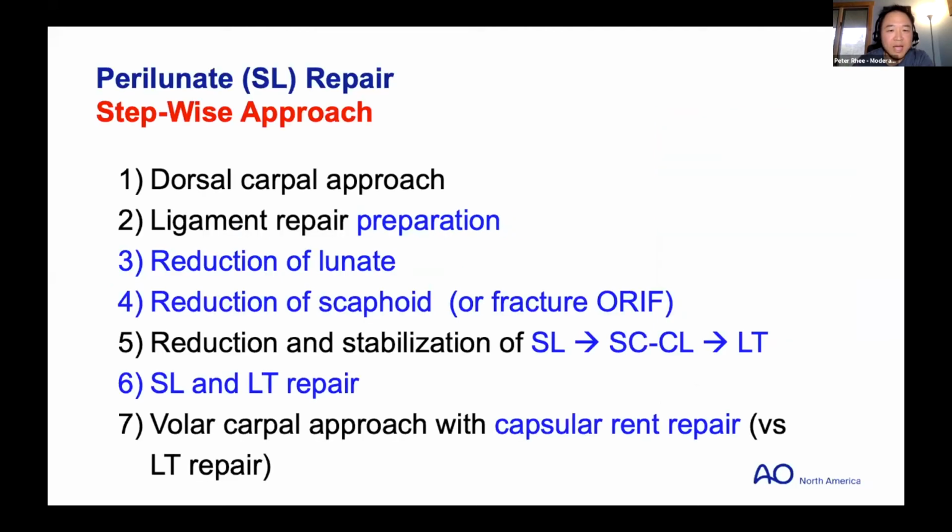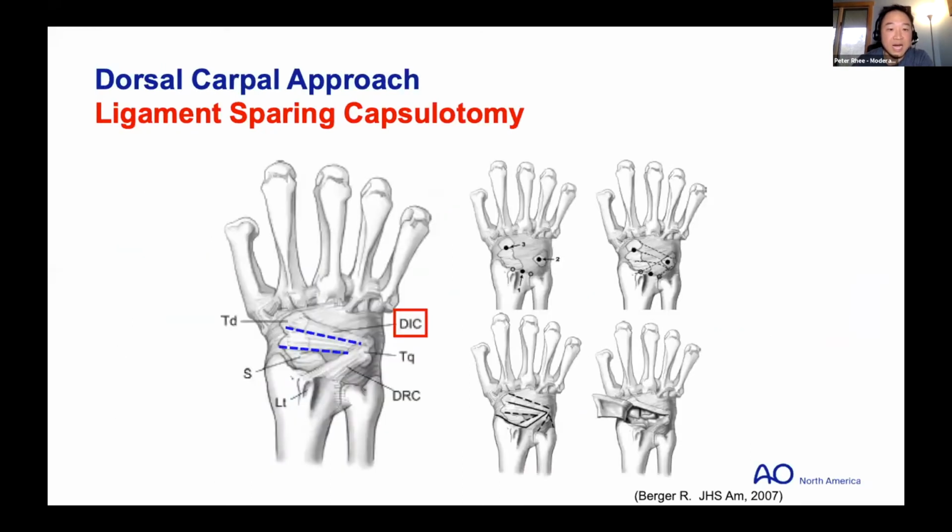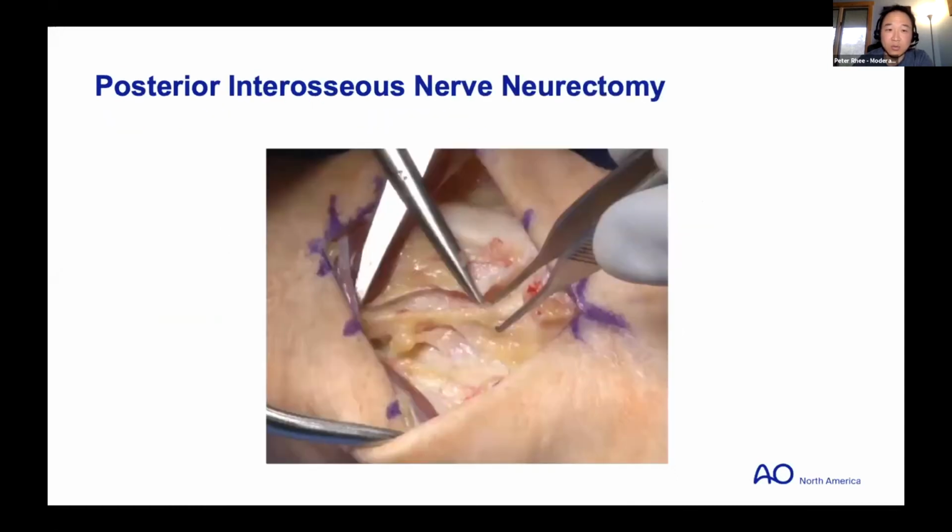And so I think a very mechanistic stepwise approach is as follows, and I'll go through this very, very quickly. I still like to use the dorsal carpal approach with the ligament sparing capsulotomy, and I'll explain why here in a second. But it's described by one of our partners, Dr. Berger. And every time I go from a dorsal approach in these traumatic injuries, I always just take out the PIN. I think that it helps with pain control. And I think everyone in the poll agreed that that was something that they would do.